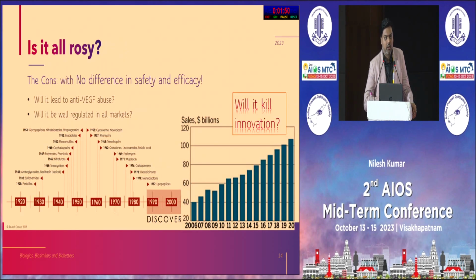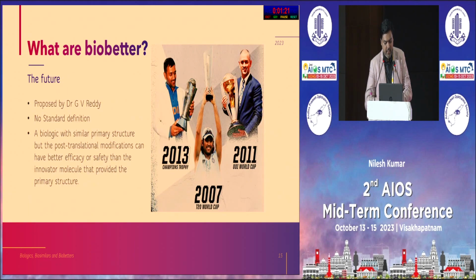So is it all rosy? It is not. It can be very scary. As we can see, as the number of generics in antibiotics increased, the innovation in antibiotics started to come down. We don't have any new antibiotic in the pipeline because all the companies now started focusing on generics and producing copies of the same antibiotic, and now we are in a crunch where there is antibiotic resistance, but we don't have anything new to offer to our patient. So this might also happen in biosimilars, but there is a way out.